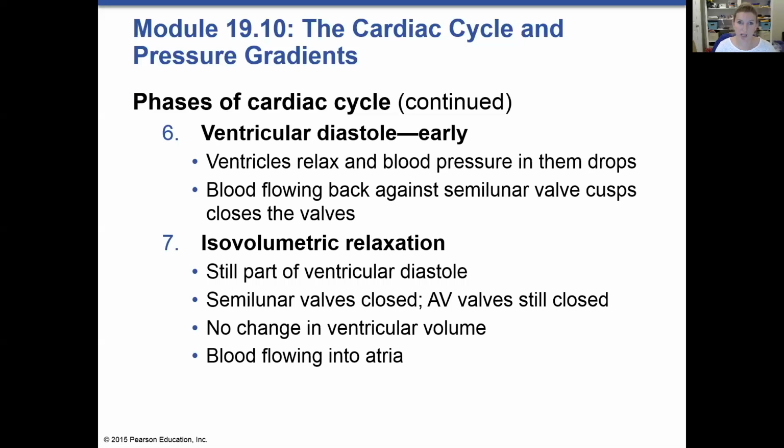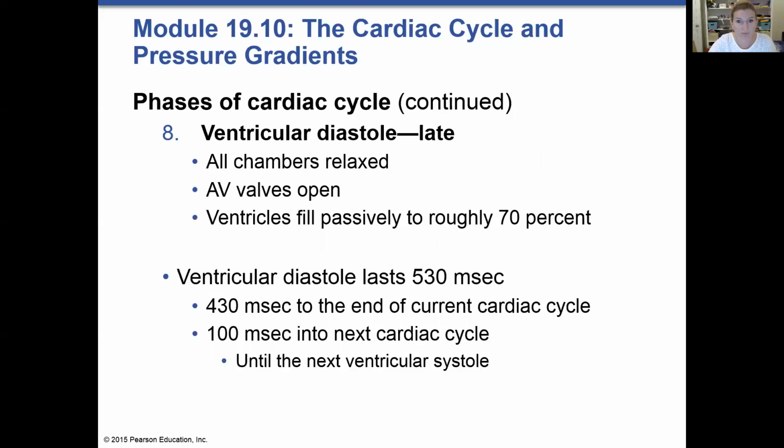Then there's this relaxation that occurs. We're still in ventricular diastole. All of our valves are closed. There's no change in volume. The blood now, because that heartbeat just happened, is getting passed through the capillaries and the veins, and so our atria are filling at this point. After that ejection, the blood is being pushed through the arteries, capillaries, and veins and ending up back in the atria. So the atria are filling during ventricular diastole.